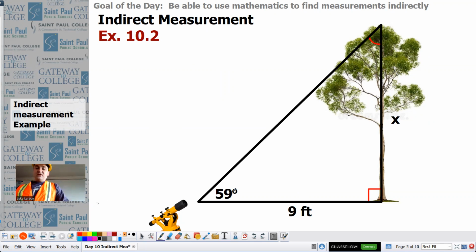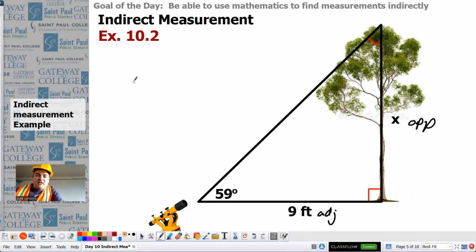So from this angle, I'm looking for the opposite, and I know the adjacent. So that's tangent. In fact, every problem we do from here on out is going to be tangent, because we're going to be using a transit. We're going to know the distance to the object, and we're going to be looking for the height of the object. So we're always going to know the adjacent, and we're always going to be looking for the opposite.